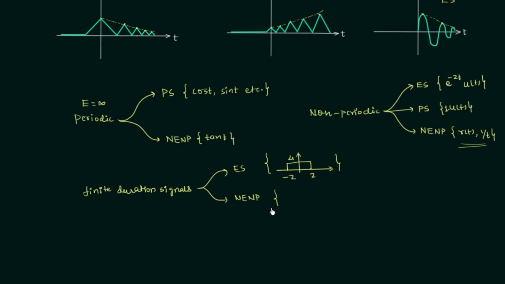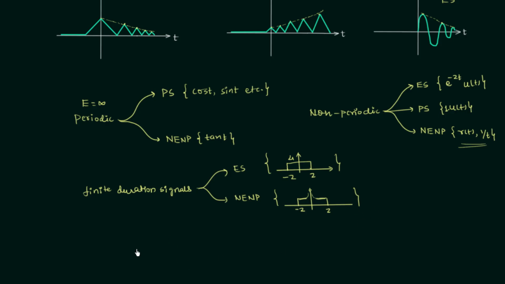Now let's see one example of the finite duration signal which is an NENP signal. This is an important case. In this signal, from minus 2 to 2, the signal has some value, and when we approach the origin from the left side and from the right side, the value of the signal approaches infinity. And we already know whenever the value of the signal approaches infinity, it is the case of an NENP signal. So we have a finite duration signal, but it is an NENP signal. So this example was an important example.